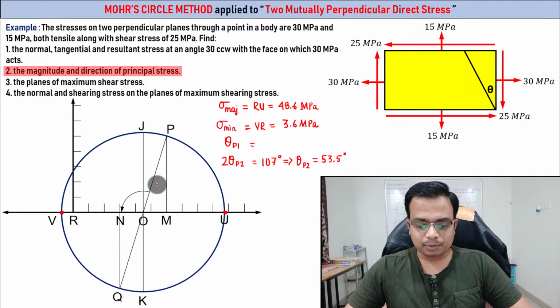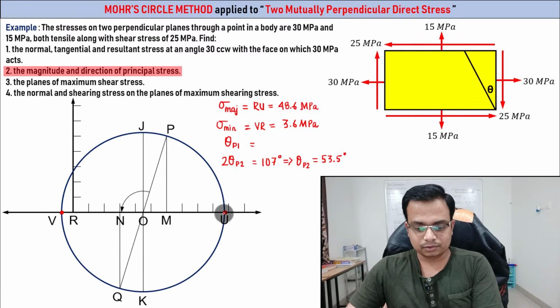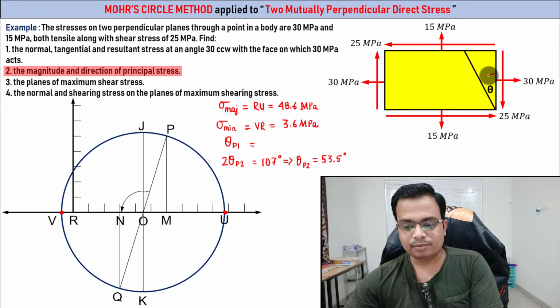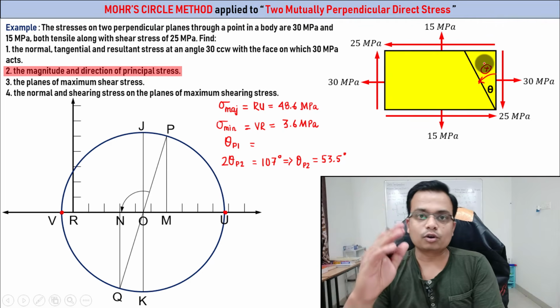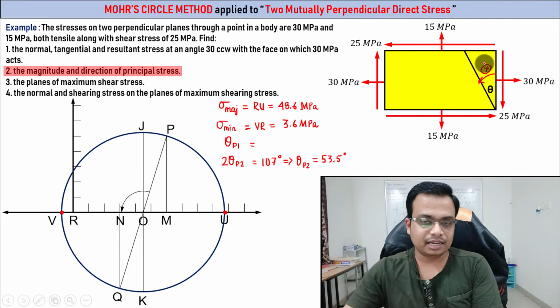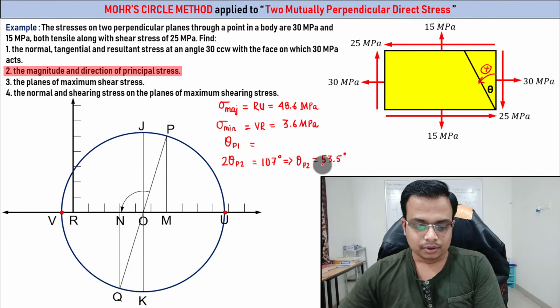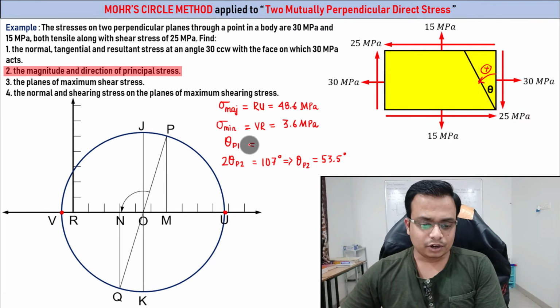Secondly, another principal plane is here. This is the location. So with respect to OP in the anti-clockwise sense always, because here also initially we made the anti-clockwise sense measurement and we took that as positive. If we go for clockwise measurement, we will take it as negative. That can also be done. I'll show you.